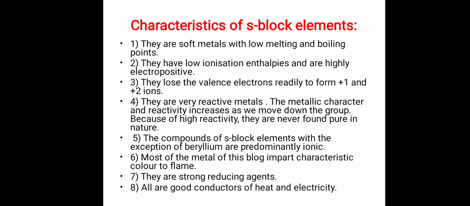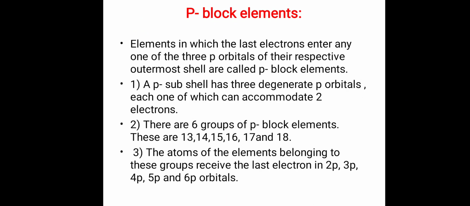The compounds of s-block elements, with the exception of beryllium, are predominantly ionic in nature. Most of the metals of this block give characteristic colors in flame. They are strong reducing agents. They all form hydrides, and hydrides are strong reducing agents: sodium hydride, lithium hydride, sodium borohydride, lithium aluminum hydride. These are all strong reducing agents. They are also good conductors of electricity and heat.